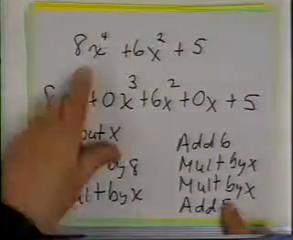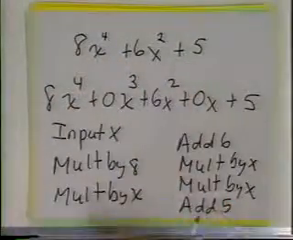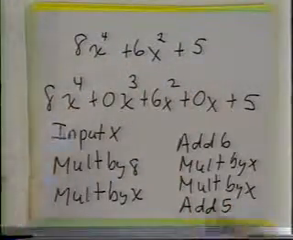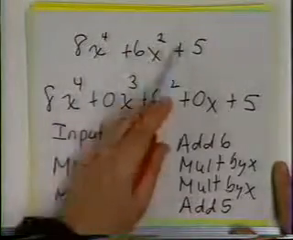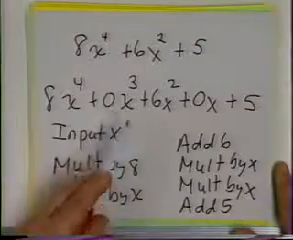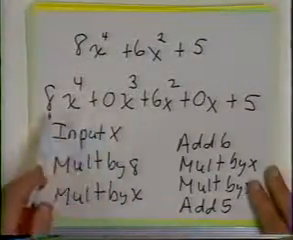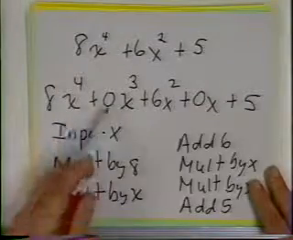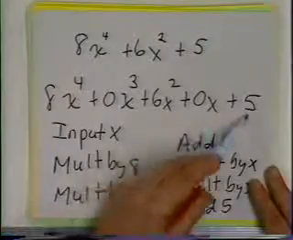See, suppose I wanted to represent 8x to the fourth plus 6x squared plus 5 in terms of an input situation. See, what's missing here is what? The x to the third term and the x term. And whenever a term is missing, you can always put it in with a 0 coefficient. See, I can write this as what? 8x to the fourth plus 0x cubed plus 6x squared plus 0x plus 5.